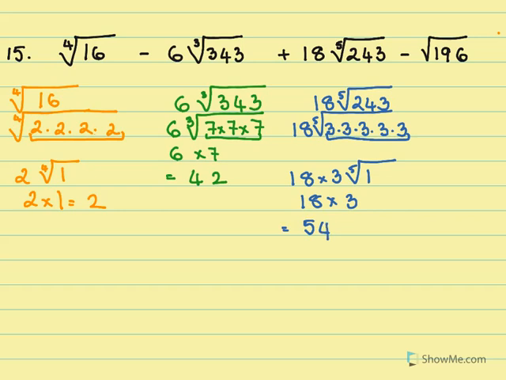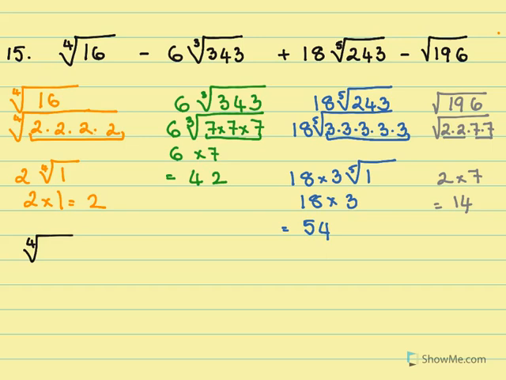And that is 54. And the last one is under root of 196. And under root of 196 is 2 2 7 7. So this 2 will be out, 2 sevens, so it will be now 14.